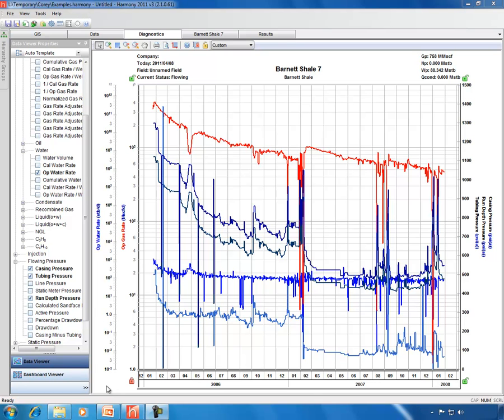This example is 2 years of production data from the Barnett Shale. This is a multi-frac horizontal well. We're going to analyze this data in harmony.